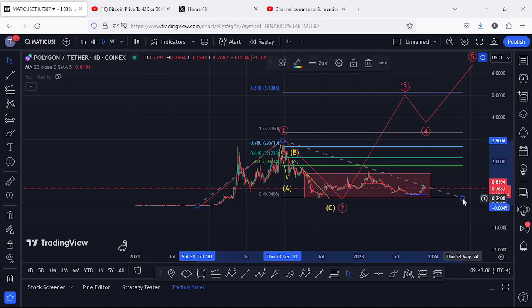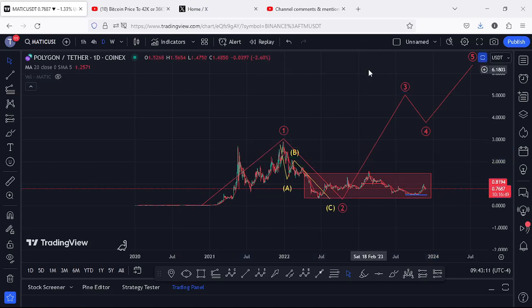So that is what I'm keeping my eyes on here on the Matic chart on the short term and also on the long term. And those are my pullback target areas that I'm watching out in case we see some weakness in the next coming hours.